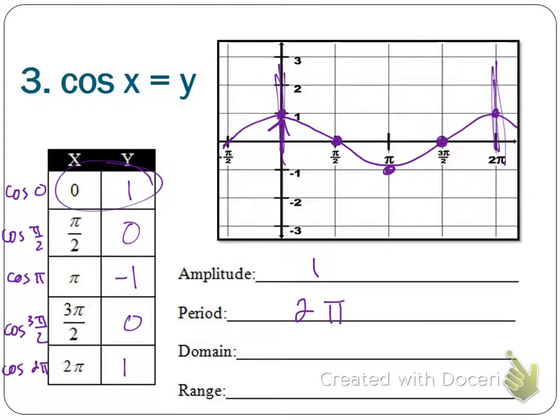The domain, the x values, we can go left and right forever, so we can put in any angle measure we want, and it means our domain is negative infinity to positive infinity. And our range, the cosine graph jumps from -1 to 1. That's the y-axis.